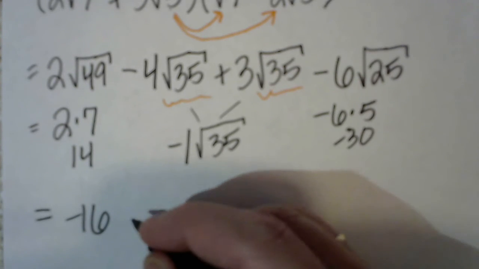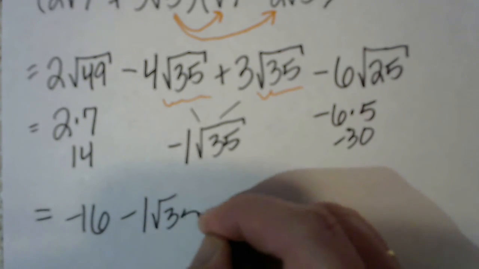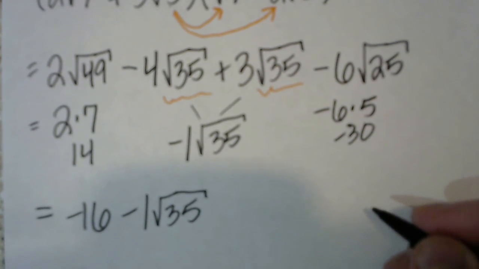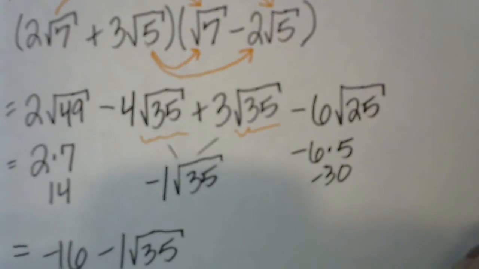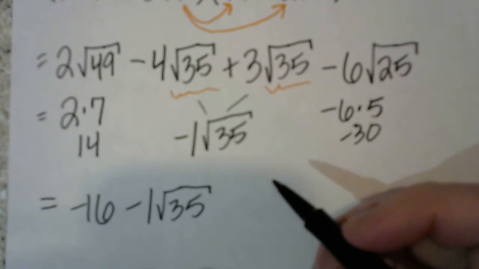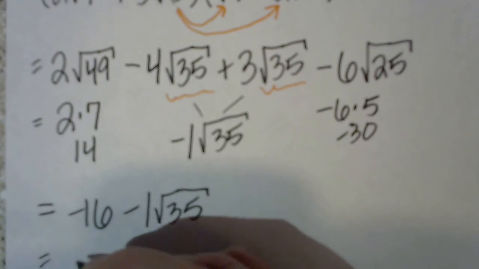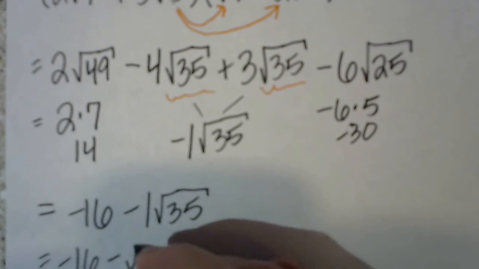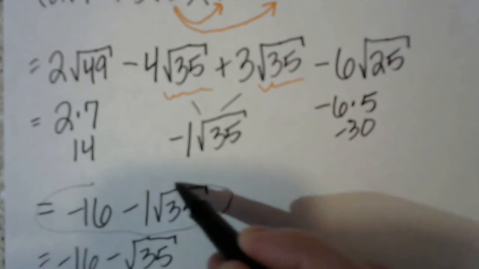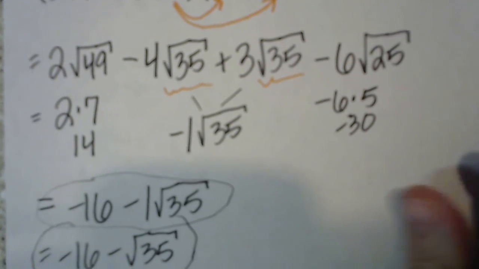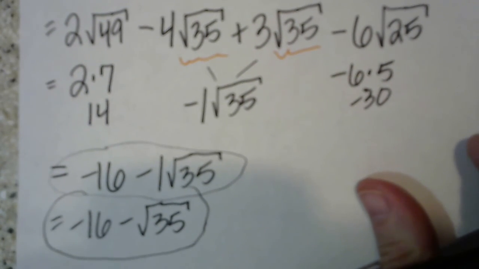minus 1 radical 35. You don't have to write the 1. You can leave it out if you want. It's the same thing. Both of these are fine, whichever one you prefer.